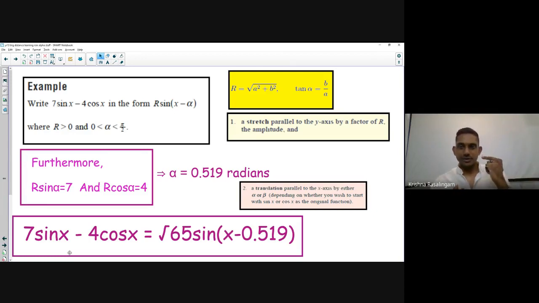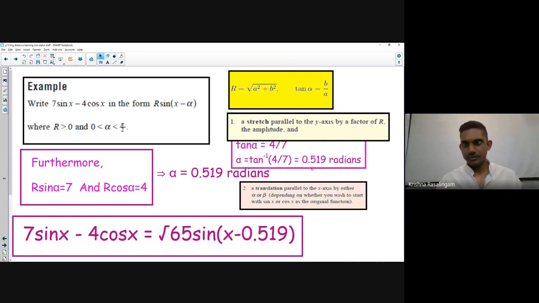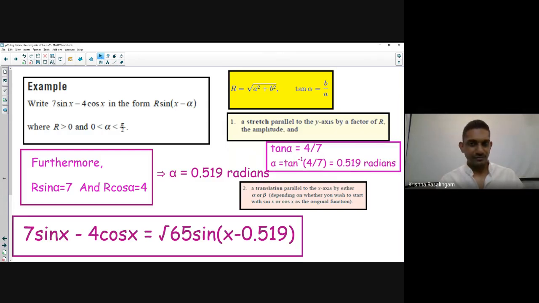Yes, so it's translated parallel to the x-axis, and it's been stretched parallel to the y-axis. Now, in that yellow box in the corner, you can see I've shown you how to find R. That will always be the case if we label A and B as the coefficients in front of the sine and the cos. We could have done alpha is tan inverse of B over A. I prefer the way I did it, but if we did that, we would have got the same answer. So I hope that makes sense.